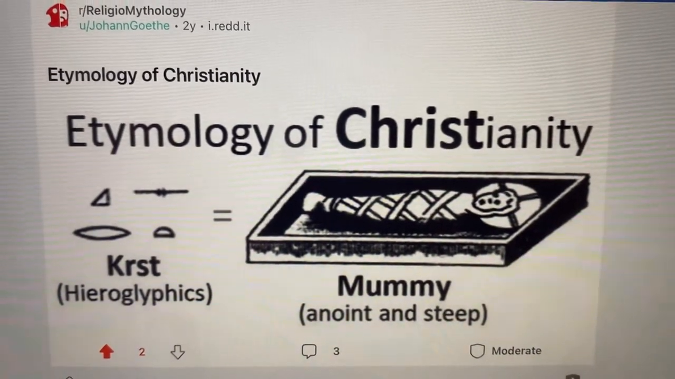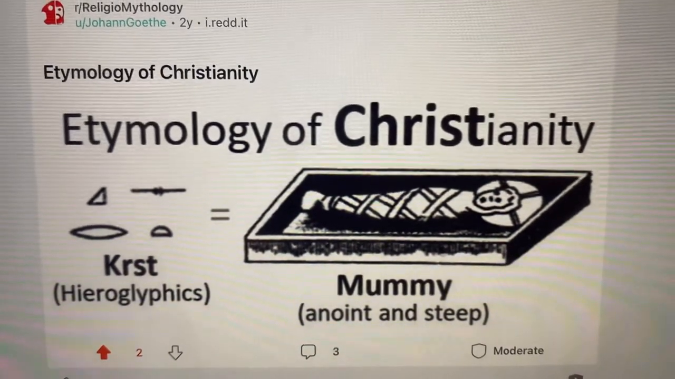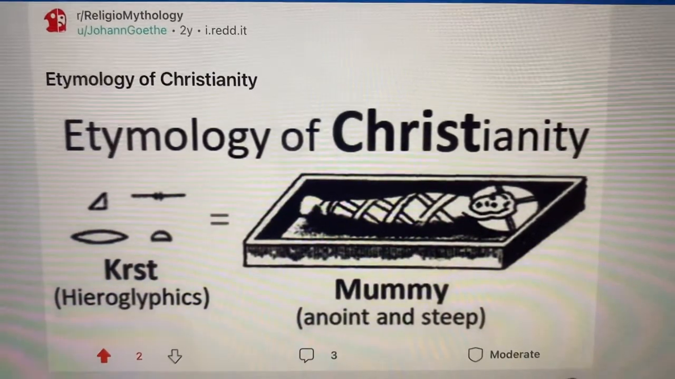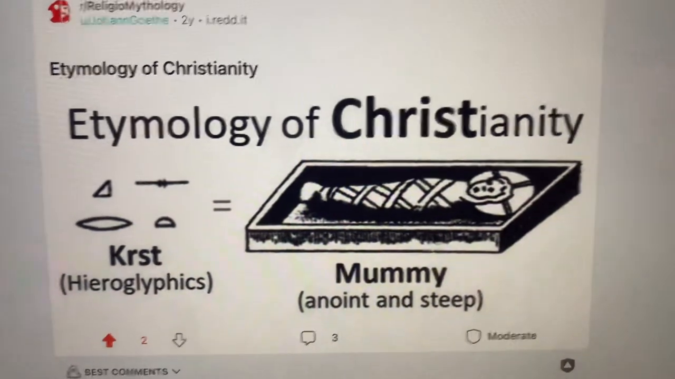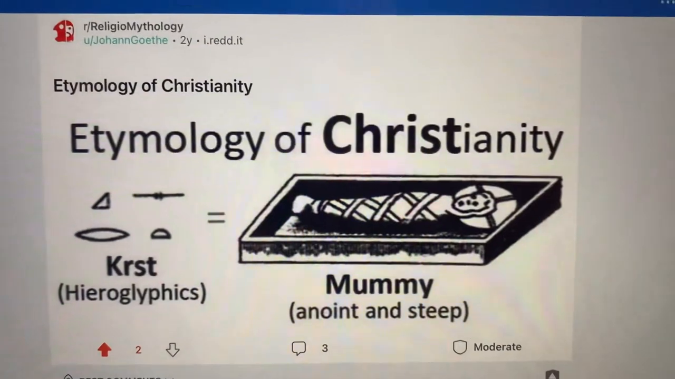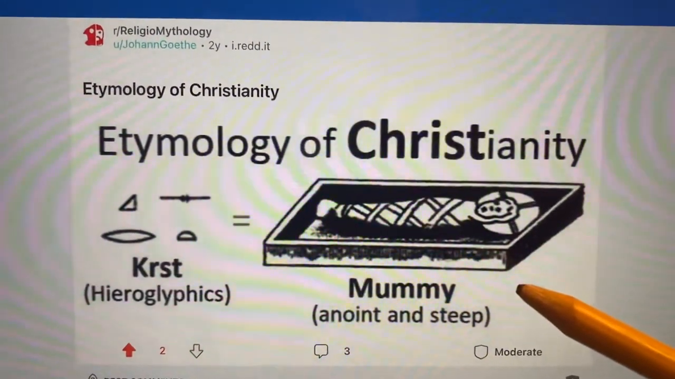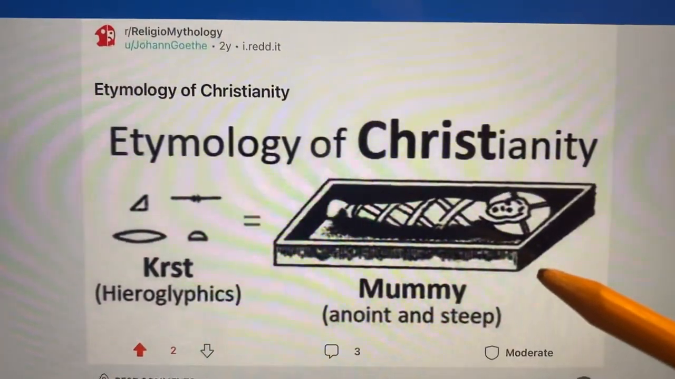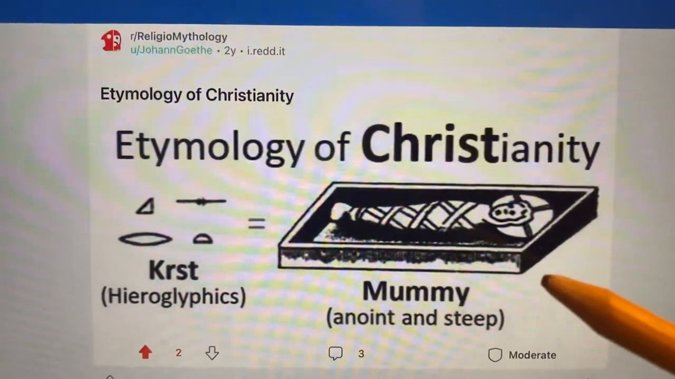Today we're going to look at the hieroglyphic symbols behind the word krst, which in 1883 was defined as the hieroglyph for Christ, which was equated to the anointed Christ Babe mummy shown on the right here from a cemetery in Rome made in 450 AD.